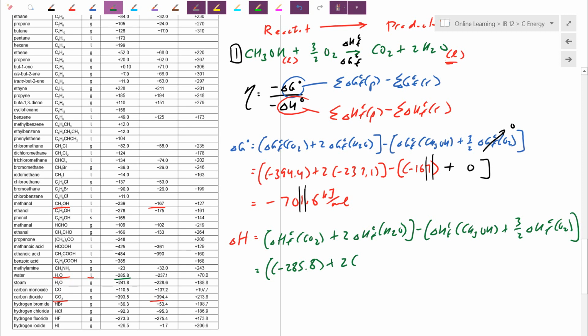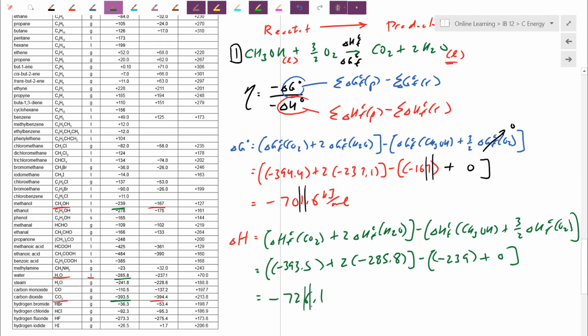Oops, sorry, I switched those two. This one I meant to say negative 393.5, so that's this one here. The water is negative 285.8 minus the value for methanol, so that's going to be this negative 239. And again, the other term just dropped to 0, so don't worry about it. And I crunch that through there. Negative 393.5 minus 2 times 285.8, add 239, and I get negative 726.1.